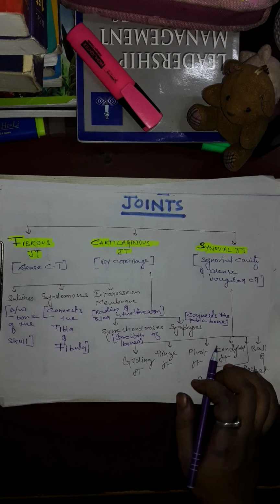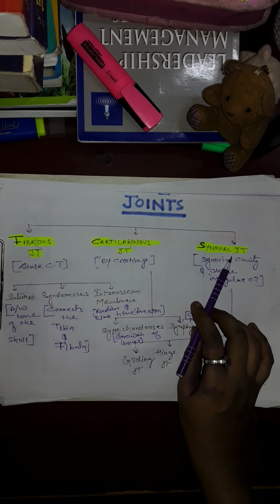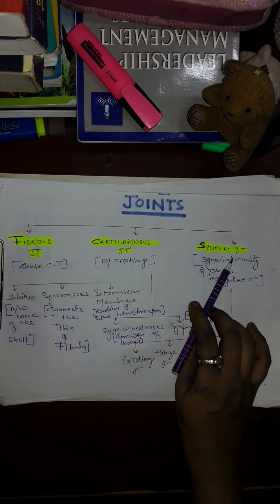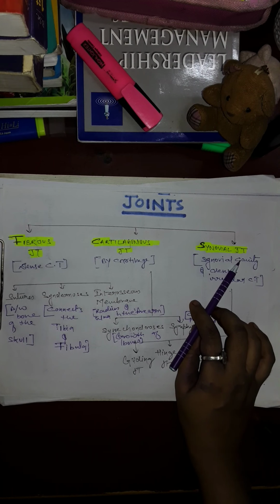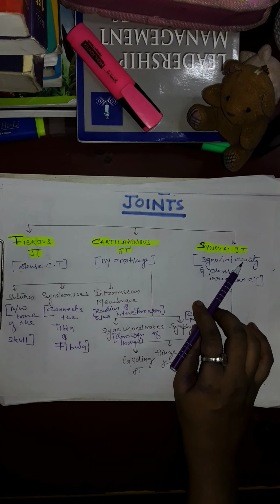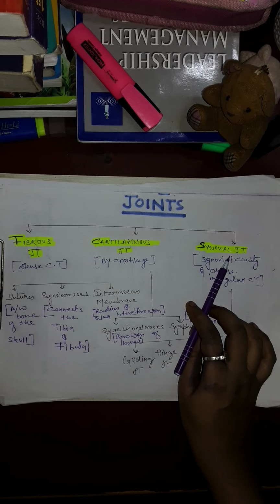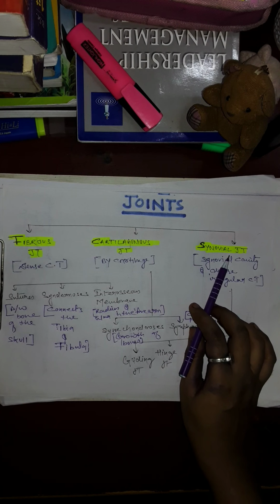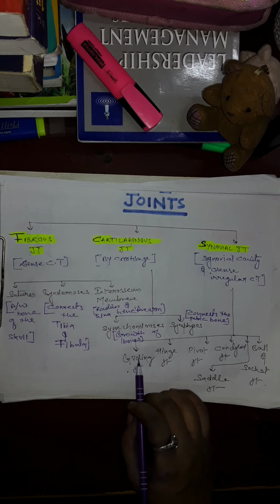And next we will see the types of synovial joint. First of all, I would like to tell you about the synovial joint. The synovial joint has certain characteristics that distinguish it from the other joints: the presence of a space, the synovial cavity, and from that synovial cavity there is a secretion of synovial fluid. So next we will see the types of synovial joint.